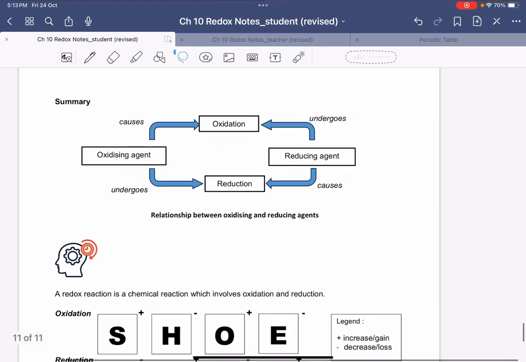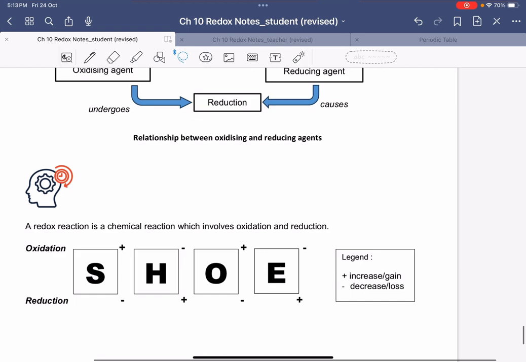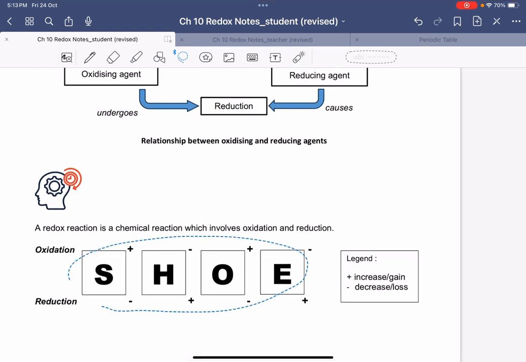In summary, I want to leave you with this OIL RIG mnemonic. The mnemonic will give you: hydrogen is a loss for oxidation. Oxygen is a gain for oxidation. Electron is a loss for oxidation. Oxidation state is a gain in oxidation.